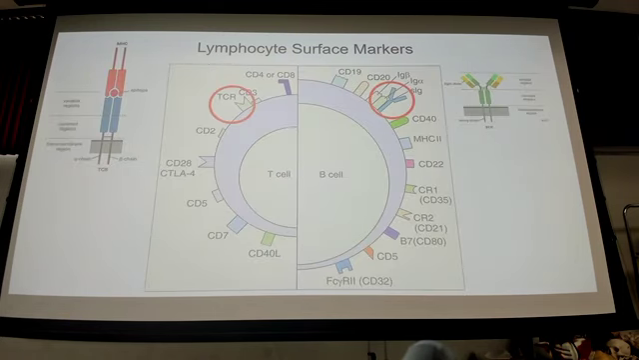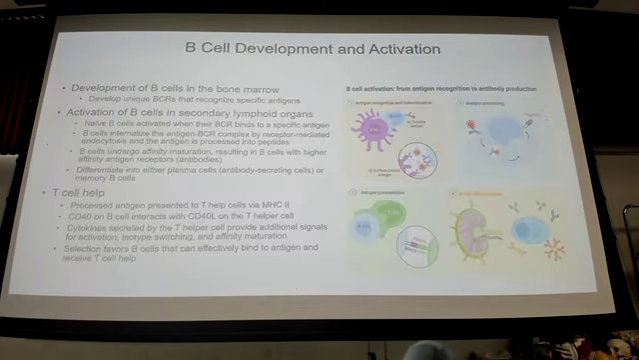Again, B cell receptor, there's CD40, and like any APC, any antigen presenting cell, you have your MHC class 2 on the surface as well. So those are very important surface markers for B cells. Okay, so that's all review material. Any questions on that stuff?